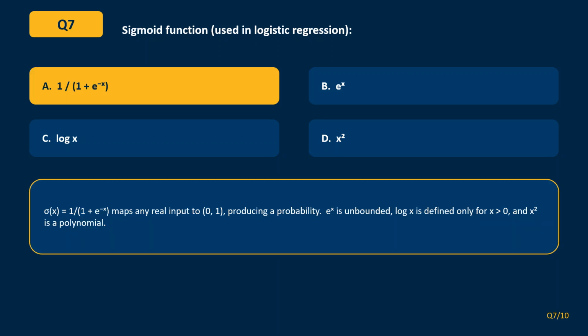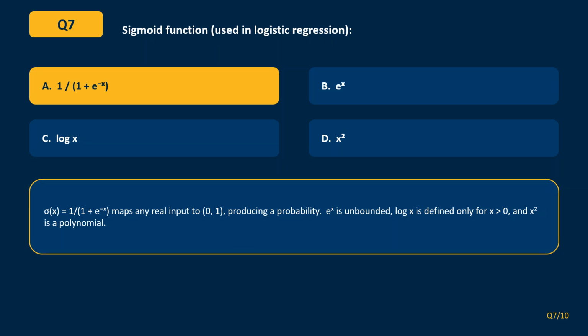The correct answer is A. Sigma of x equals 1 divided by the quantity 1 plus e to the negative x. The sigmoid function is the canonical activation function for binary classification in logistic regression and was historically the default nonlinearity in neural network architectures. The sigmoid maps any real-valued input to the open interval from 0 to 1, producing an output interpretable as a probability.